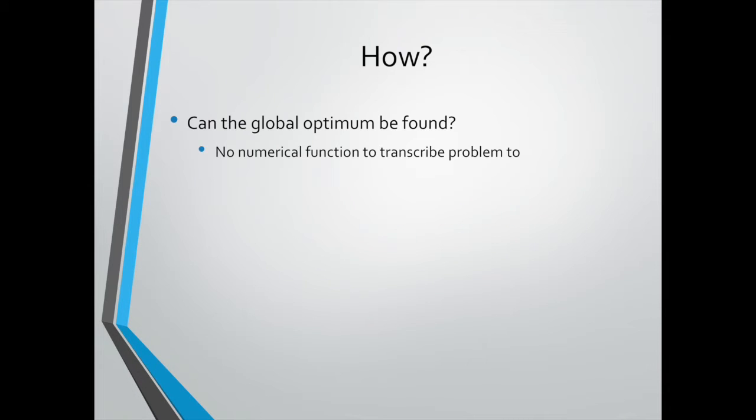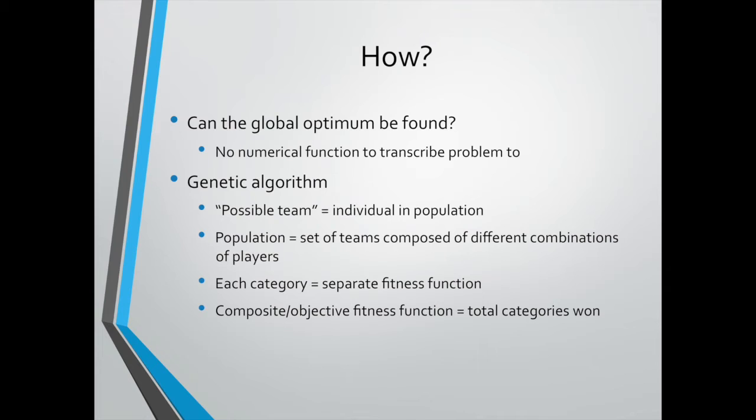This problem does certainly have a global optimum. There is a team that can beat every other team, but it is not possible to transcribe it into a function, so to speak, to optimize. Therefore, my approach will be to use a genetic algorithm where each possible team is an individual in the population of many possible teams, and each category is its own fitness function, which together make up a composite fitness function, which is composed of the total categories won.